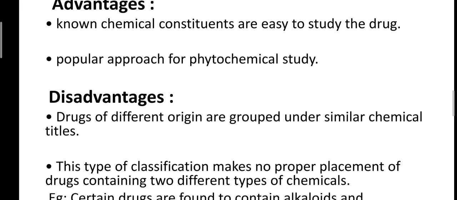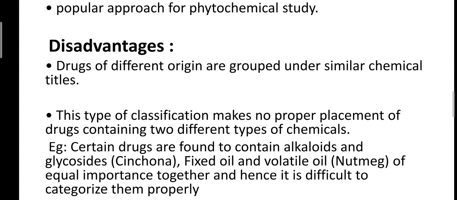Advantage of this method: known chemical constituents make it easy to study the crude drugs. It is a popular approach for phytochemical study. These are the advantages. Disadvantage: drugs of different origin are grouped under similar chemical titles. This type of classification makes no proper placement of drugs containing two different types of chemicals. Example: certain drugs are found to contain alkaloids and glycosides, like cinchona. These are the main disadvantages.